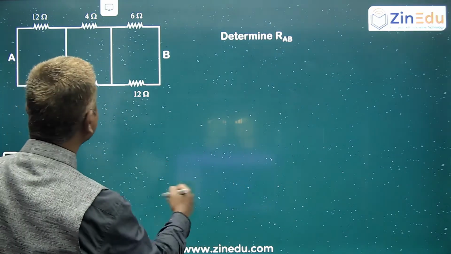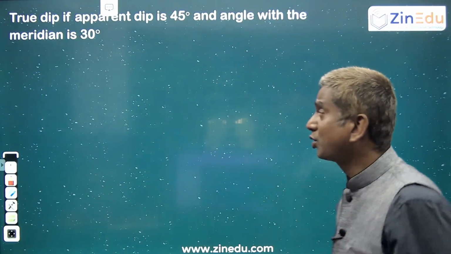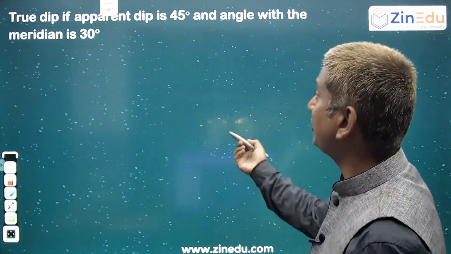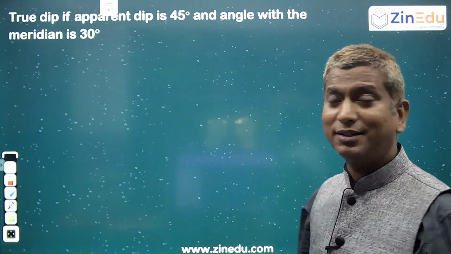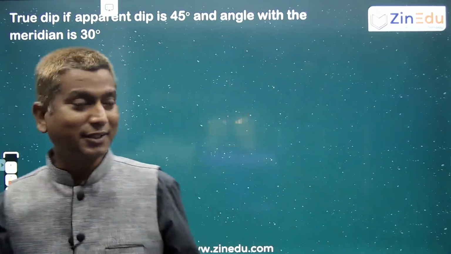Next. So there is a question: what is the true dip angle if the apparent dip is 45 degrees and the angle with the meridian is 30 degrees? So I'll explain the question clearly first.